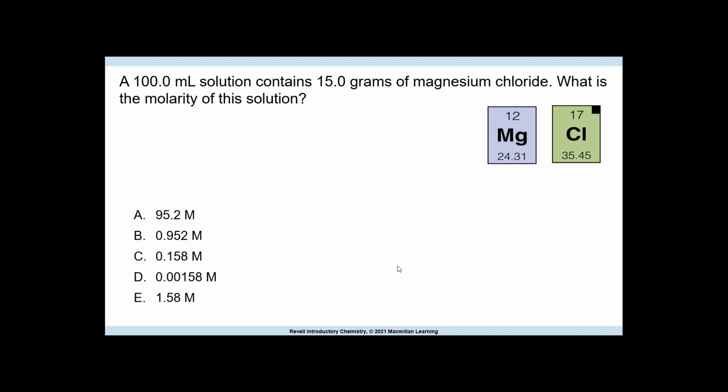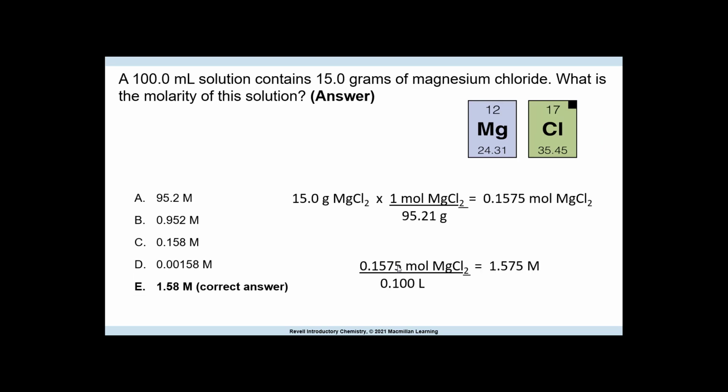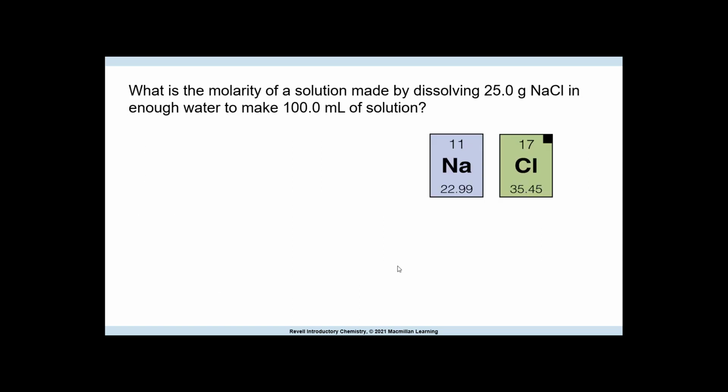A 100 ml solution contains 15 grams of magnesium chloride. What is the molarity of the solution? This is a very easy one because remember, molarity is moles over liter. So you're given magnesium chloride. All you have to do is convert it to moles, which we did. And then what I did is I converted the milliliters to liters, which is what you see on the bottom. Again, I purposely didn't round so you can see what the answer is and how I got that.